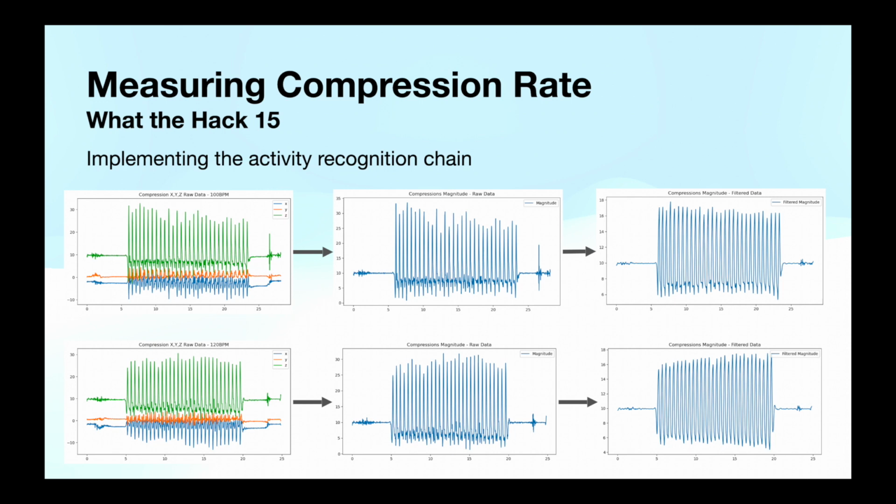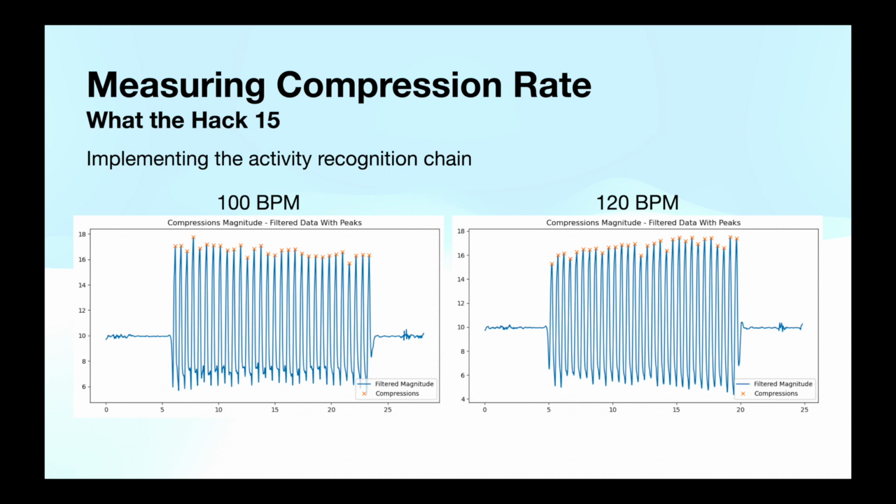The next step is verifying that beats per minute can be accurately and consistently measured from our data. Here we can see an accurate tracking of compressions.